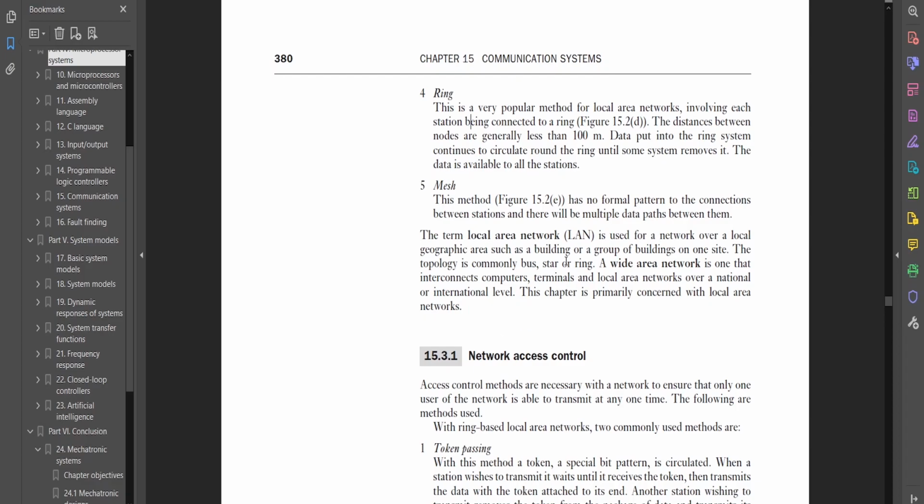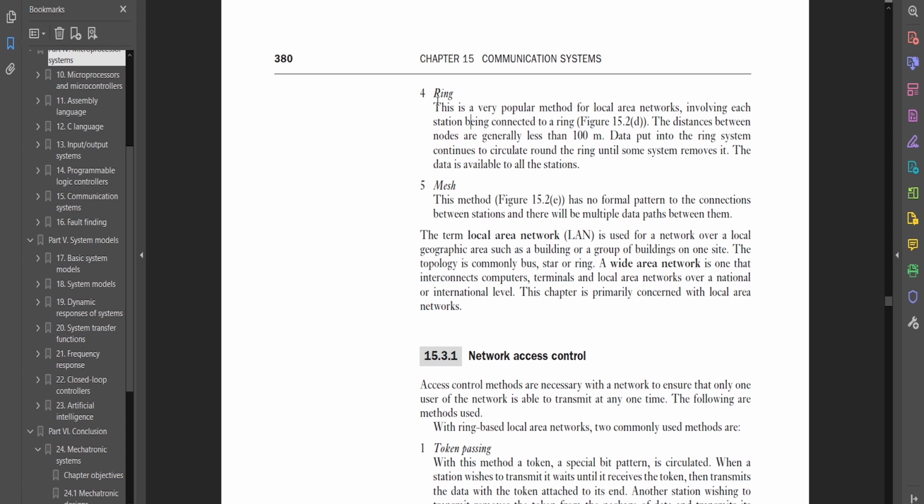Ring mesh. This is a very popular method for local area networks, involving each station being connected to a ring. The distances between nodes are generally less than 100 meters. Data put into the ring system continues to circulate around the ring until some system removes it. The data is available to all stations.